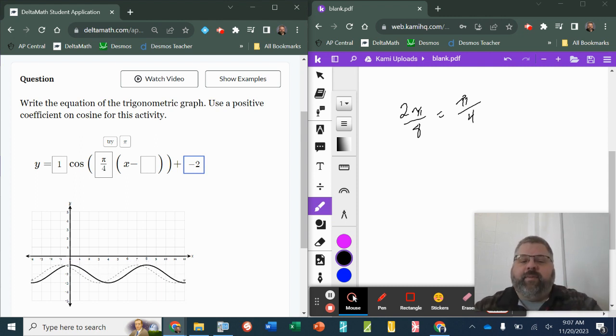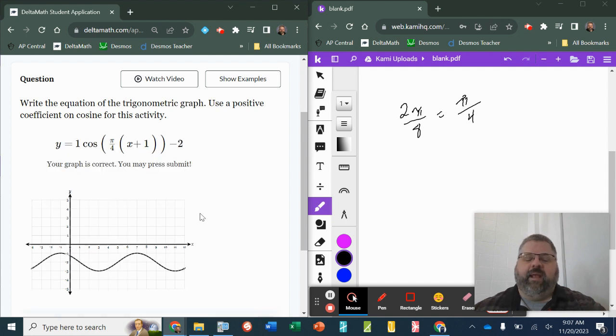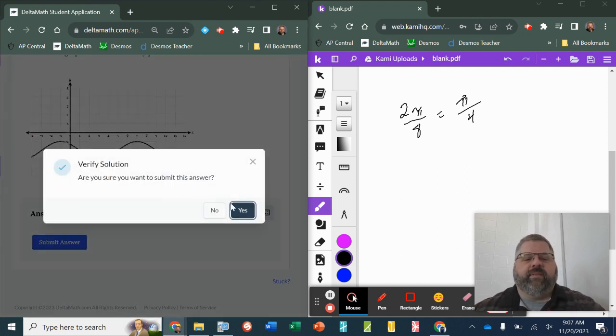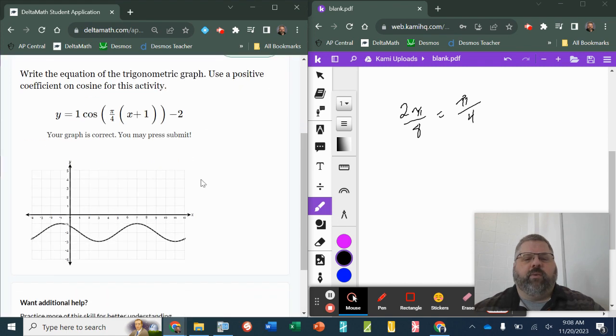Okay, so we've got the midline correct, we've got the period correct, but I'm still not completely lined up with it. So what I'm going to take a look at is where my maximum here was. It's at 0, but it looks like they've moved it back 1. So since I'm moving to the left, I'm going to make that a -1. And I'm going to go ahead and press enter and see what happens. And we're golden. So we'll go ahead and submit that. And we got a correct answer.